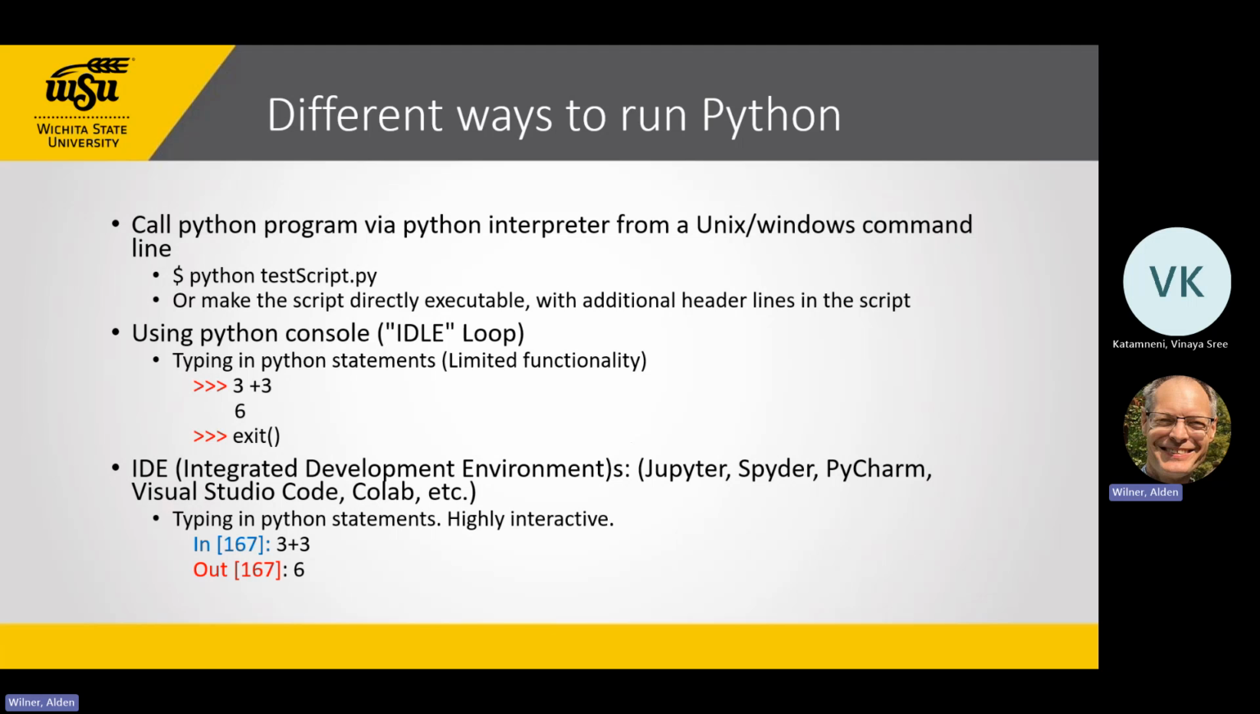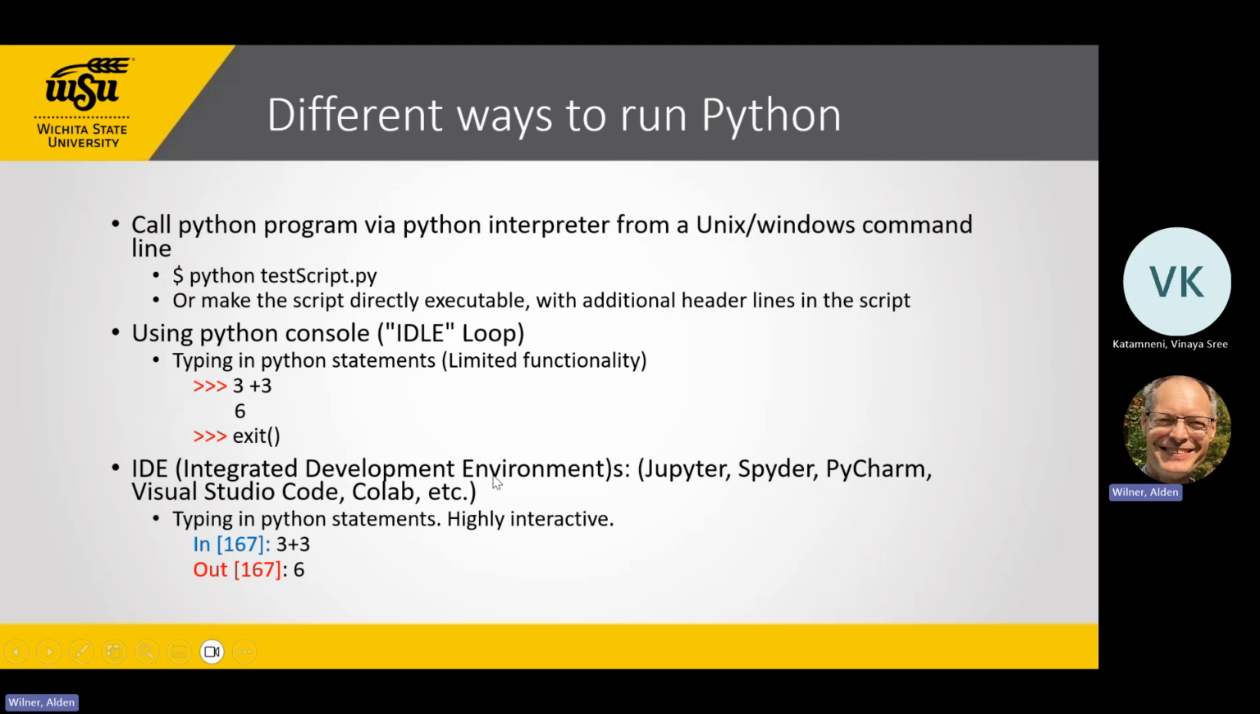You can also use what's called the Python console. This was included in the original release of Python. It's called IDLE, interactive development loop environment. Actually, it's an homage to one of the Monty Python's Flying Circus actors named Eric Idle. So that's another Monty Python Easter egg, I guess. And you just type in statements. So if you go to the prompt and type in 3 + 3, it'll give you 6.